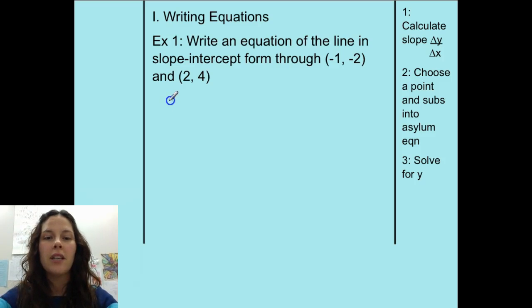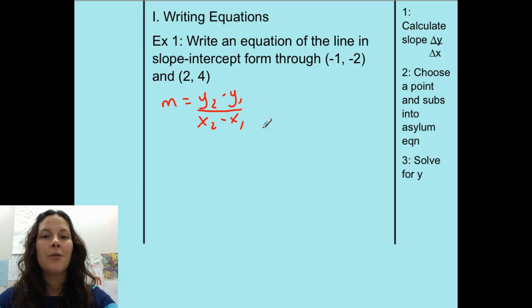The slope formula is y2 minus y1 over x2 minus x1. So what I'm giving you today is a different way of solving for the slope. If you like the way that we learned it with the table or the change in y over change in x, feel free to continue using that. But for some of you, this is a different way to organize your work and you may like this better.